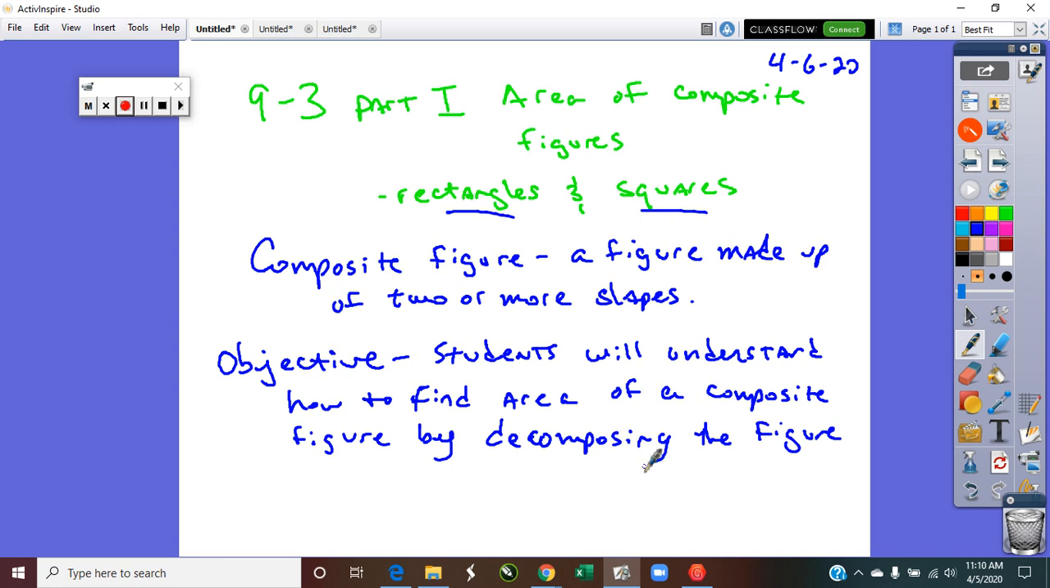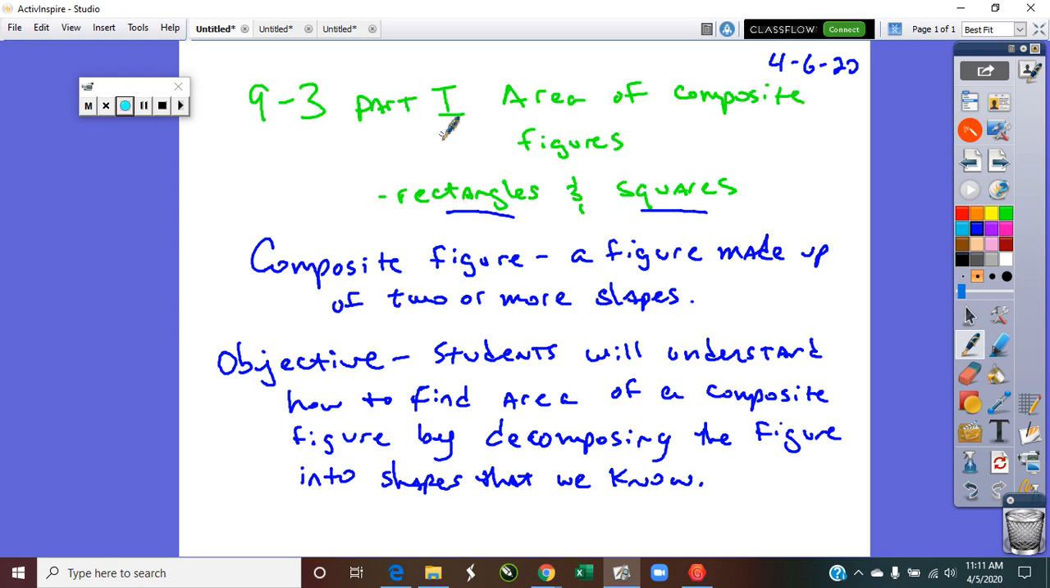We're going to find the area of a composite figure by decomposing the figure into shapes that we know. I'll give you a second to write that down.